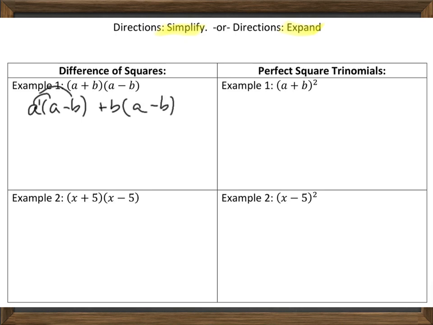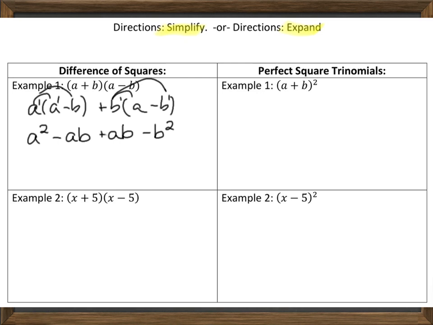Remember, a times a, we use the product rule, we add the exponents, that's going to give me a squared. A times negative b is negative ab. Remember that guideline that we put all of our variables in alphabetical order. So when we get over here, you might think you should write ba, but we're going to rearrange those and rewrite them in alphabetical order, so we're going to write it as ab. Then we have b times negative b, which is negative b squared, again applying the product rule and adding those two exponents.